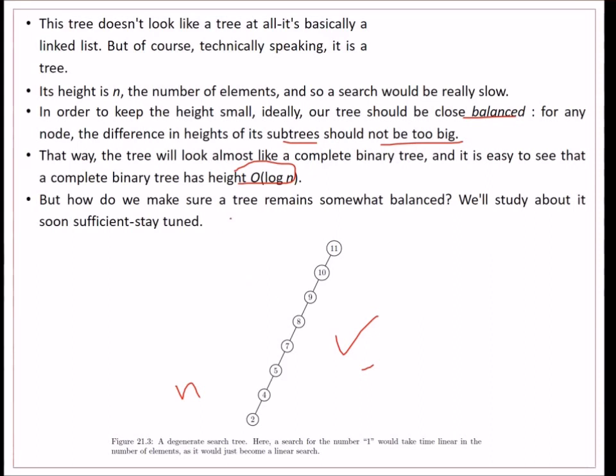So how do we make sure the tree remains somewhat balanced? We are going to see about this. This is actually a degenerate search tree, and here a search for the number 1 or any number would take linear time in the number of elements, which is actually a linear search only.